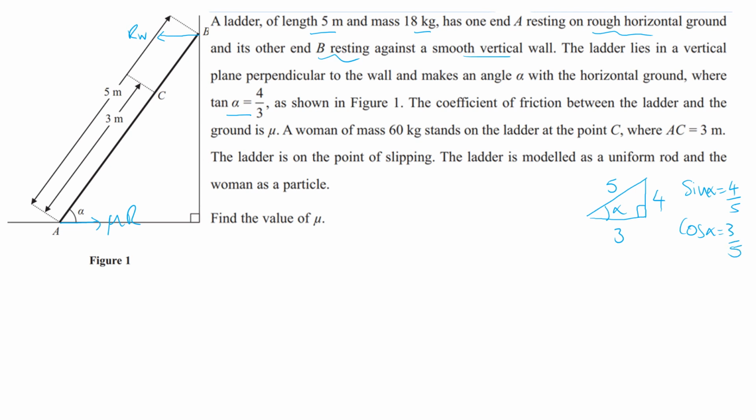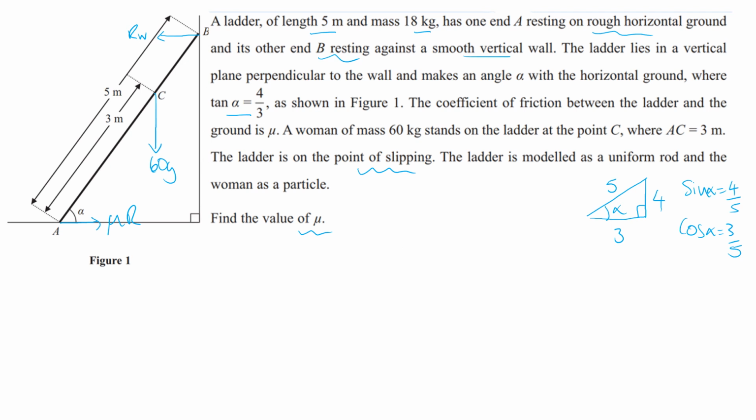Coefficient of friction is going to be mu, and that's what we're trying to find. We've got a woman of 60 kilograms standing on the ladder at the point C. So her weight acting down is going to be 60g. And the ladder is at the point of slipping, so this means that we're in equilibrium. So the forces horizontally and vertically are going to resolve and equal out. The ladder is modelled as a uniform rod and the woman as a particle.